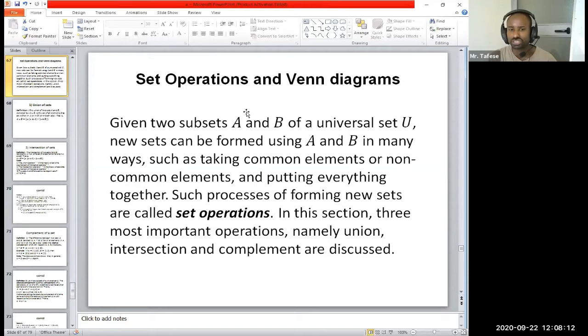In this section, three most important operations are discussed, namely union, intersection, and complement. Yet again, you are very familiar with union, intersection, and complement. But when we come to trick questions, you may or may not be comfortable with the questions. Let's start from the first one, union of sets.